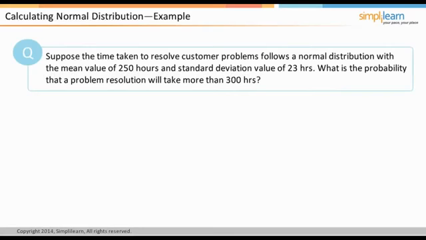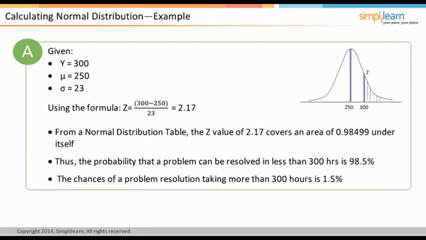Suppose the time taken to resolve customer problems follows a normal distribution with a mean of 250 hours and standard deviation of 23 hours. Find the probability of a problem resolution taking more than 300 hours. Click the button to know the answer. In this case, y is equal to 300, mu equals 250, and sigma equals 23. Applying the normal distribution formula, z is equal to 300 minus 250 whole divided by 23.